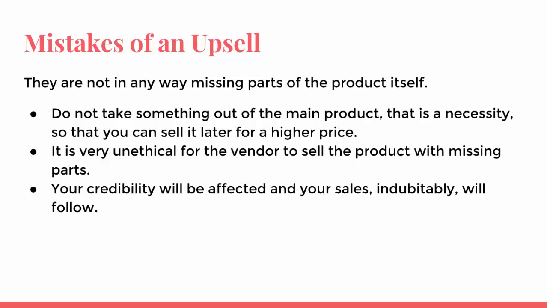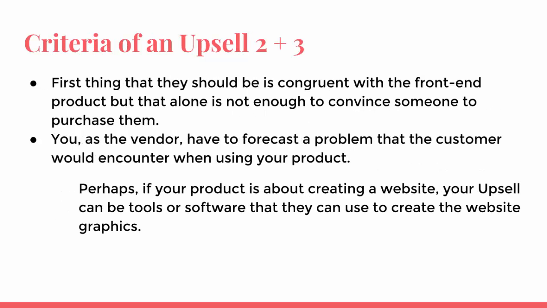Do not take something out of the main product that is a necessity, so that you can sell it later for a higher price. It is very unethical for a vendor to sell the product with missing parts. Your credibility will be affected, and so will your sales. So what should the second and third upsell be then, if they were not missing parts from your front-end product?